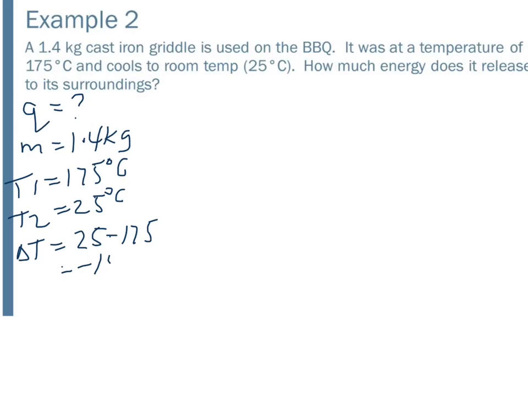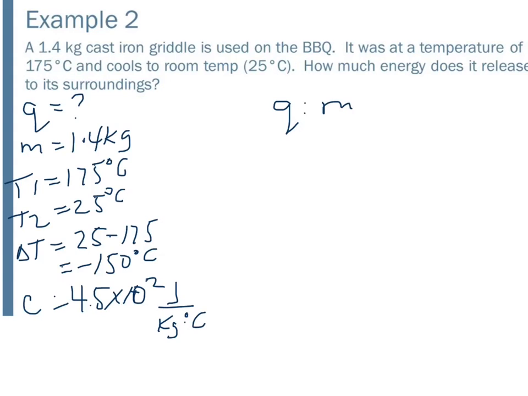So we have negative 150 degrees Celsius for our delta T. And then you would go look up your C value in that chart. It's 4.5 times 10 to the power of 2 joules per kilogram dot degrees Celsius. So then our formula, Q equals mc delta T. I'm not showing you all of the different ways that you can rearrange that formula. That's just all based on your math.